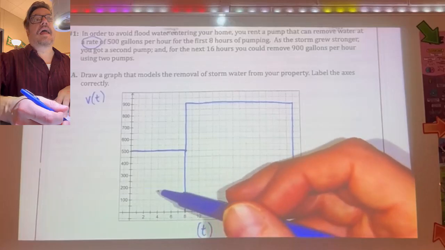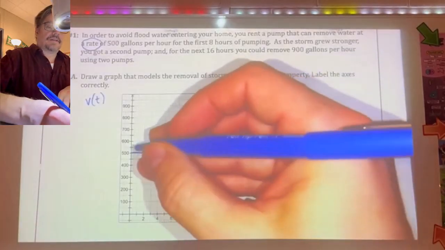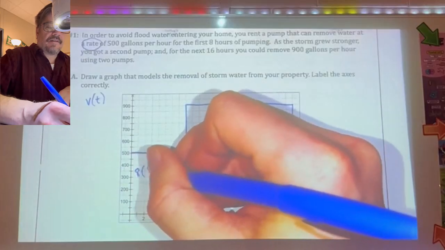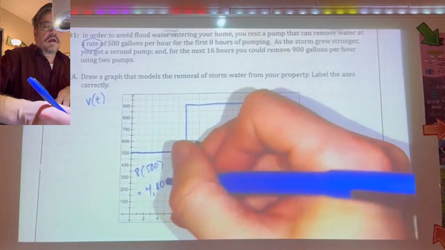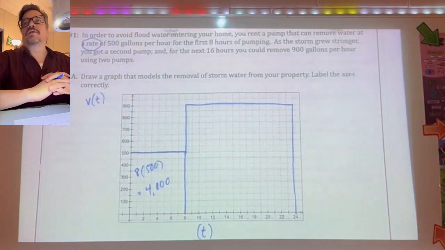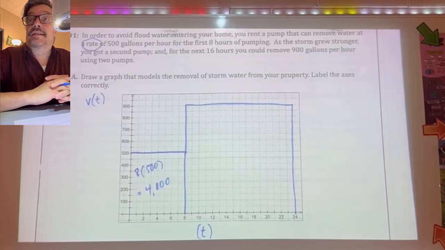500 times 8. Let's write 8 times 500, and it's going to be 4,000. Ladies and gentlemen, what does 4,000 represent? Gallons of water removed. Exactly.